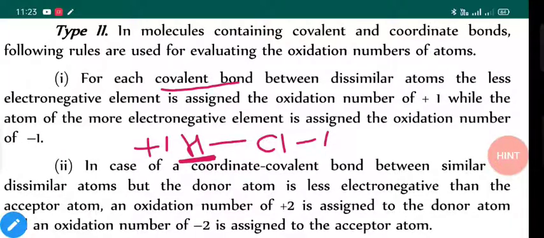Although we know that hydrogen and chlorine can only form a single bond, let's assume they have a double bond. Then hydrogen will get +2 charge and chlorine will get -2 charge. If they have a triple bond, then hydrogen will have +3 and chlorine will have -3 charge. That means per one bond, the electropositive element gets +1 charge and the electronegative element gets -1 charge.